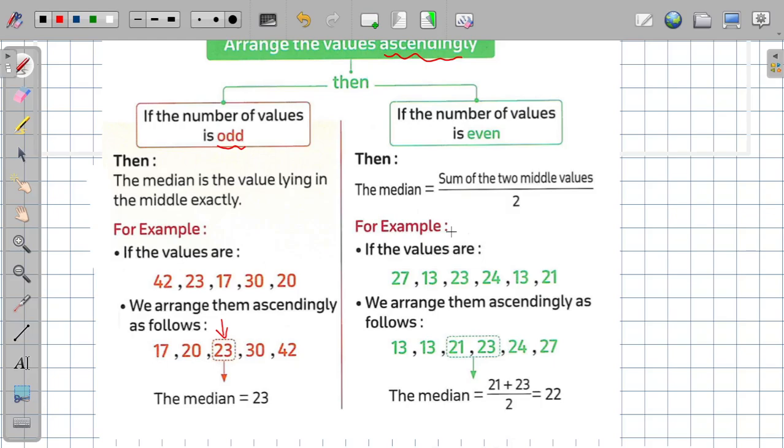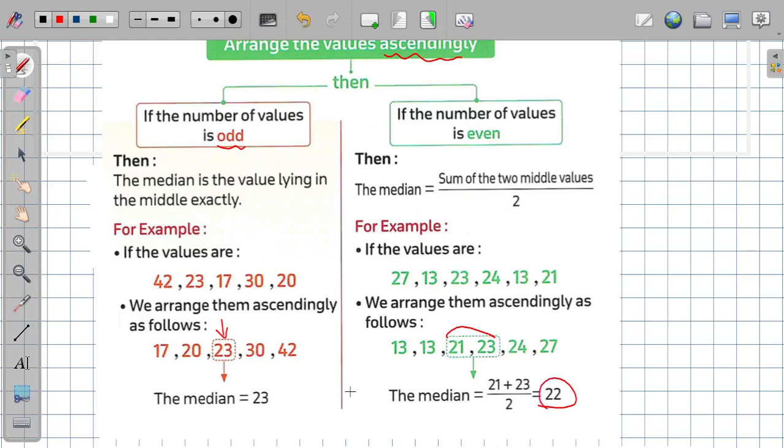Okay? But if the number of values is even, like 4, 6, 8, 10, and so on, then the median will be the sum of the two middle values divided by 2. So we will add them together first, and after that we will divide by 2. So if I have values like these, I have 1, 2, 3, 4, 5, 6 values. We arrange them ascendingly first. So I have 13, 13, 21, 23, 24, 27. We have 6 values, so we will take the two numbers that are in the middle, like 21 and 23, and we will add them together. After that, we will divide by 2, so we will get the median, which is 22.